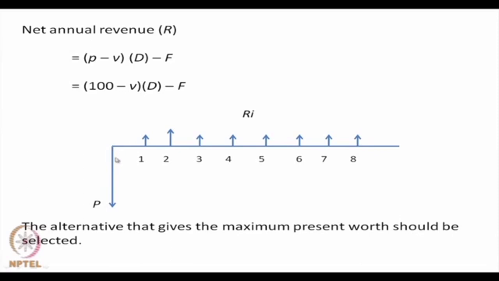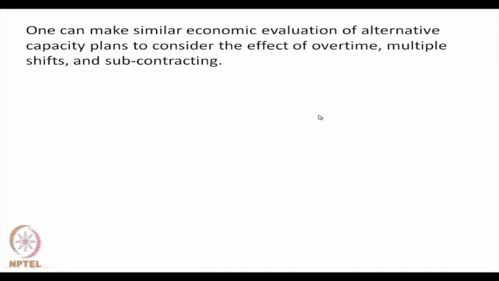Of course, we are not much concerned with capital P right now. We will make a break-even analysis, and in the break-even analysis, we already know that (P minus V) into the demand D, that is the revenue, the annual revenue minus the fixed cost F gives us the annual revenue, and from there the break-even. One can make similar economic evaluation of alternative capacity plans to consider the effect of overtime, multiple shifts and subcontracting. So, one can find out which is best.